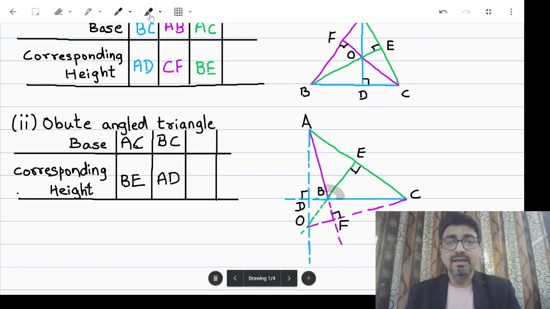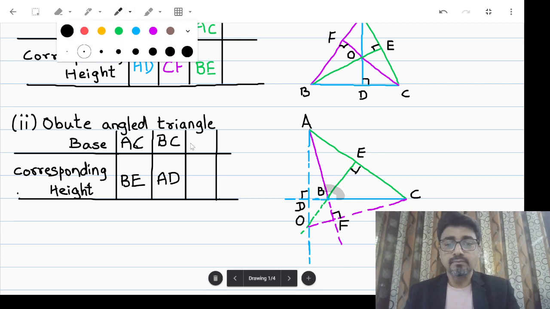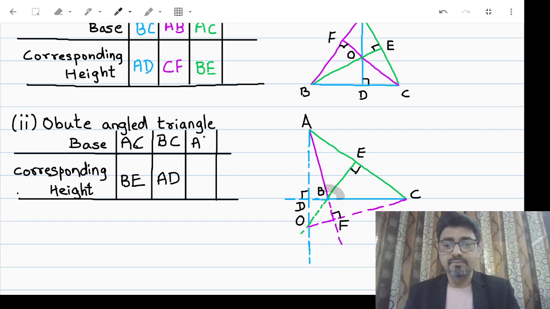And the last side, that is the side AB. Again, when I try to draw a perpendicular from its opposite vertex C, I cannot draw it for the current length of AB. So I have to extend AB. I extended AB towards the point B till the point F such that CF becomes perpendicular to AB at point F. Again, the base is not AF, the base is only AB, but the height will be CF. So I will write for the base AB, the height is CF.